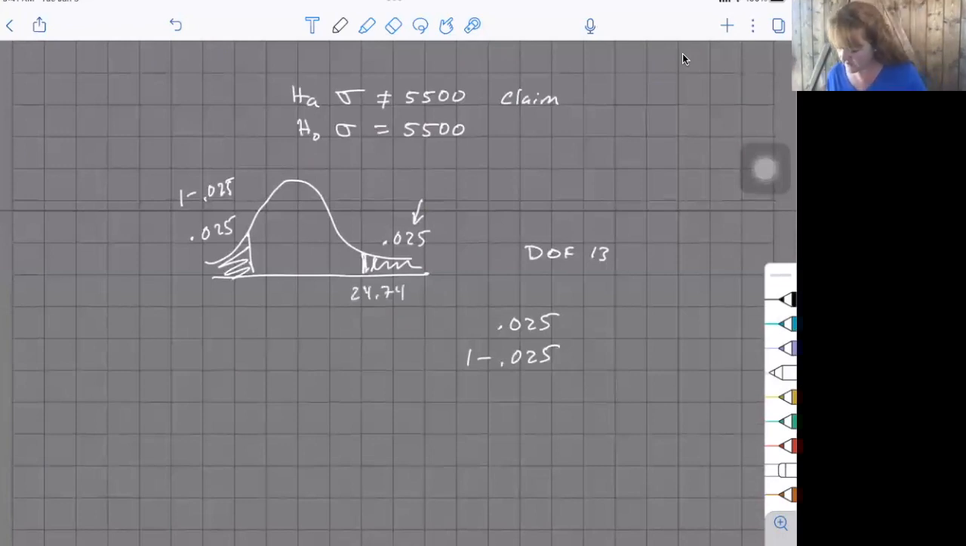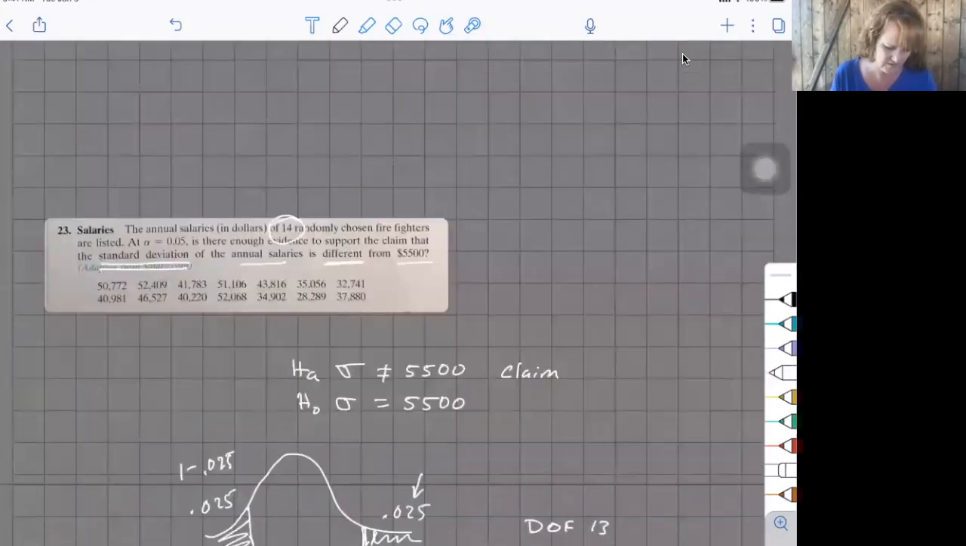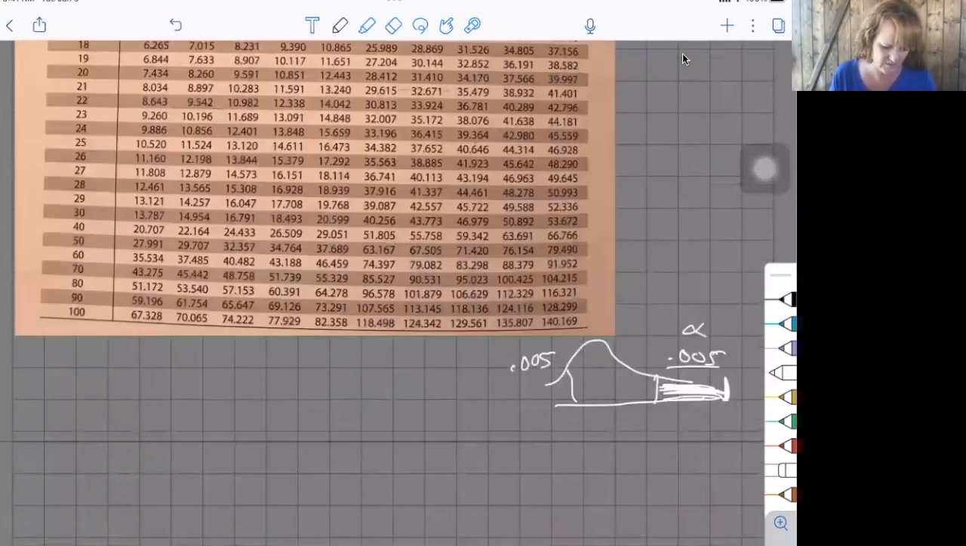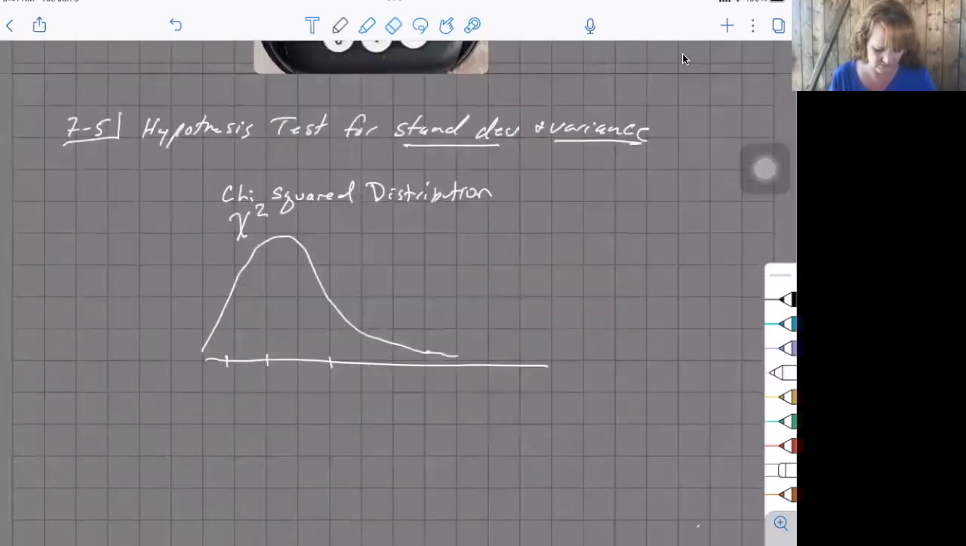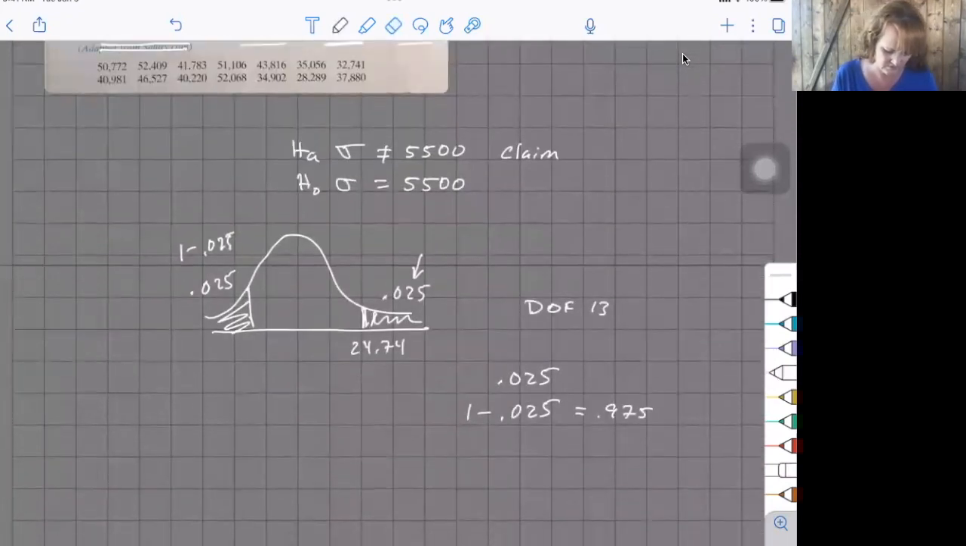And then 1 minus 0.025 is 0.975. So that comes down and we're looking at, let's call it 5.0. Those are my critical values.